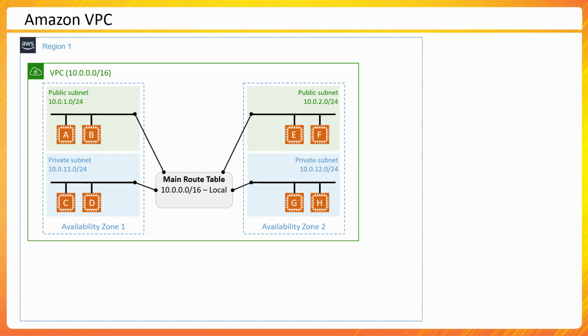Everyone is able to talk to each other, right? So can A talk to B? I'm considering I have not put any other restriction. Yes, A and B can talk. Can A talk to E or F? Yes, it can talk. Can C talk to G, H or E, F? Yes, no problem, because the entry exists which says the main route table entry is this. So the local communication is there and you do not need to make any extra attempt to make that local communication possible.